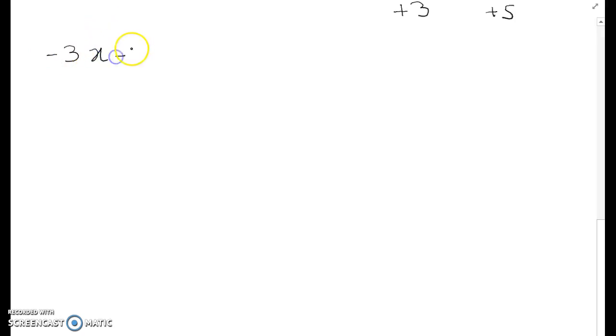Another one. So, what about if you do one more? Okay, let's do another one. Okay, let's do one more. So, I'm going to have here negative 3x take away 5 is equal to 19.